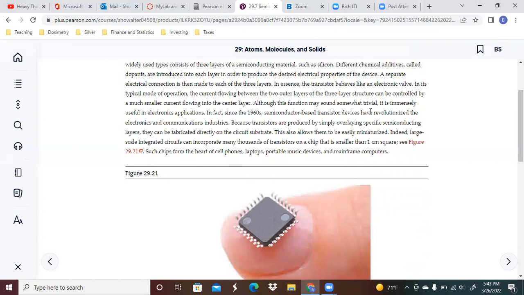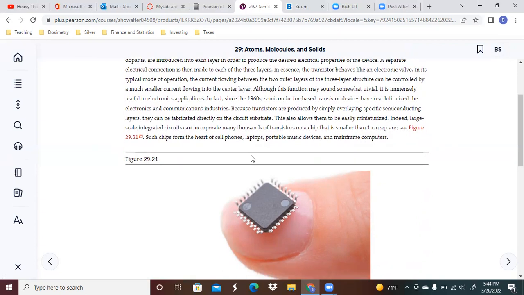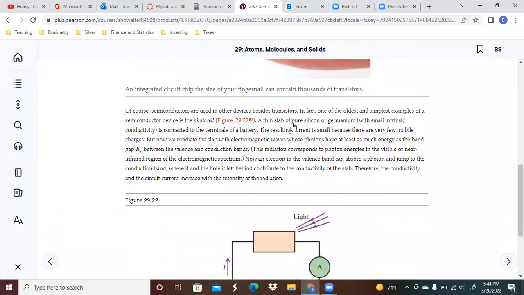Since the 60s, semiconductor-based transistor devices have revolutionized the electronics and communication industries. Because transistors are produced by simply overlaying specific semiconductor layers, they can be fabricated directly on the circuit substrate. This also allows them to be miniaturized. Indeed, large-scale integrated circuits can incorporate many thousands of transistors on a chip that is smaller than 1 cm squared. Such chips are found in cell phones, laptops, mainframes, that kind of thing.